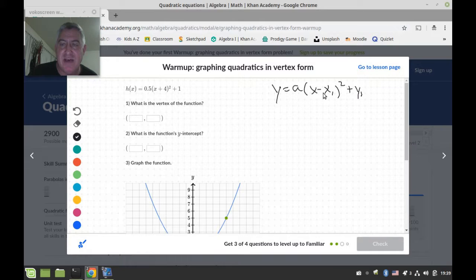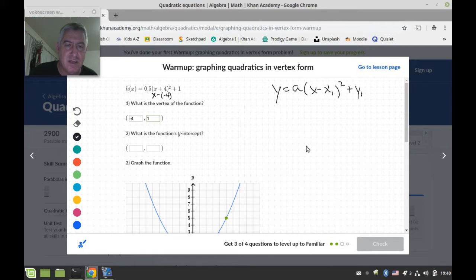And I have x minus x1. Here I have x plus 4. So I know that's x minus negative 4. So I know my x1 is negative 4. Plus 1, plus y1. So I know this is 1.